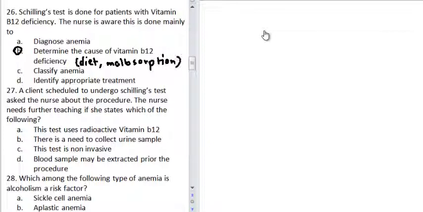So your Schilling test will determine if the problem is diet or malabsorption.